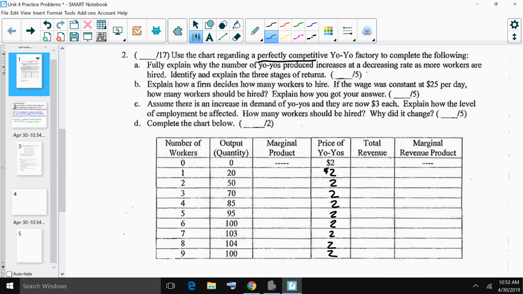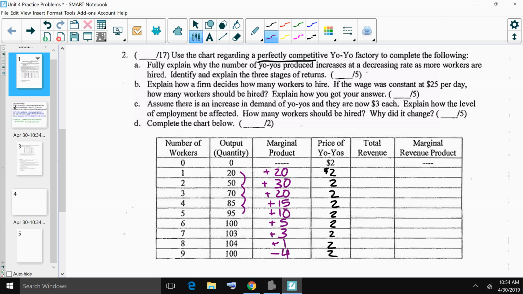So at first I had 0 workers. I made nothing. I hired 1 worker. I increased by 20 units. I hired my second worker. I went from 20 to 50. So I increased by 30 units. Then I hired my next worker and I increased by 20 units. Then I increased by 15. All right. Now, what I'm simply doing is looking at how much each additional worker gained me in this factory. How much every time I hire someone, I am going up or going down.